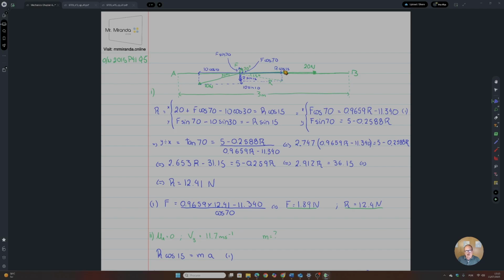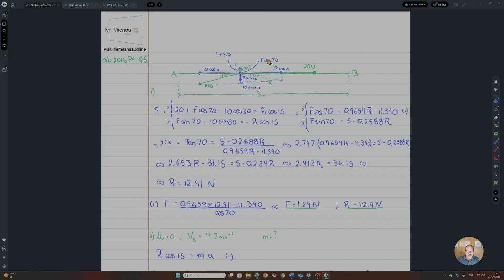Okay? So, for example, this R cosine of 15, the horizontal component of the resultant force, is the outcome of adding all the horizontal components of the three forces that you have. The 20 newton force only has a horizontal component, but then this F over here is going to have its horizontal component, which is very tiny over there.